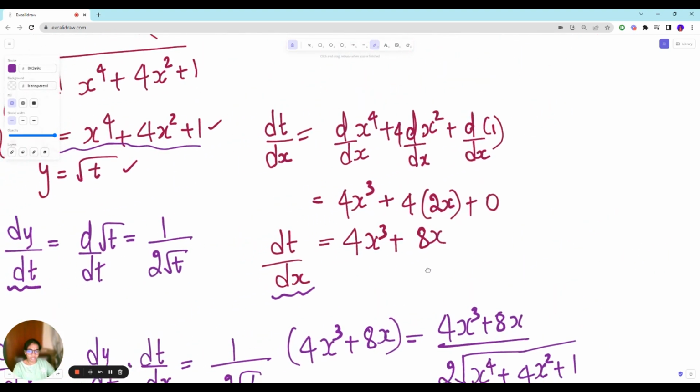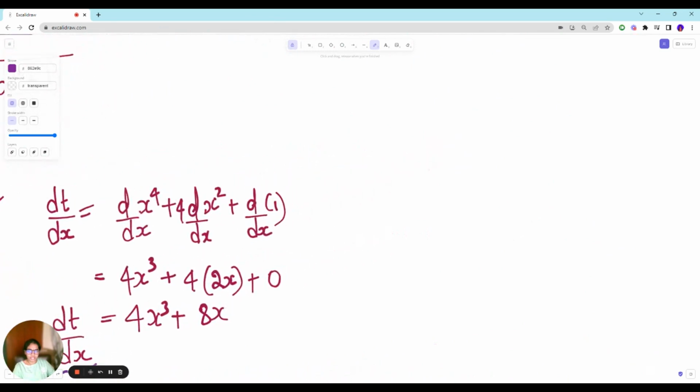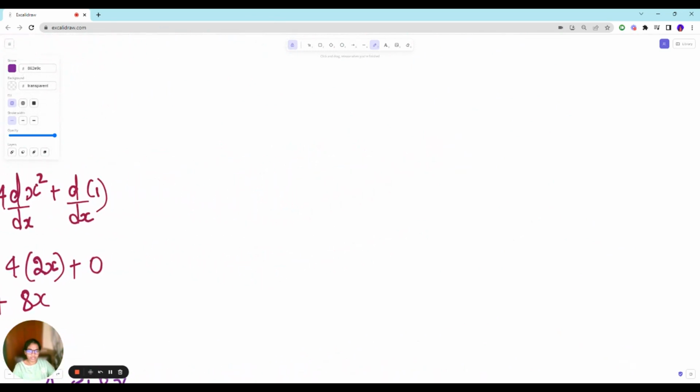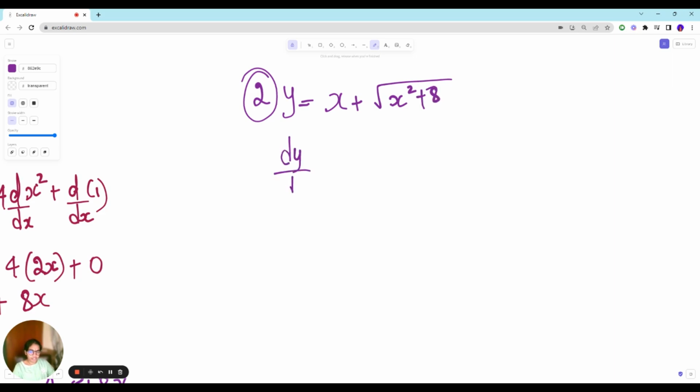Okay, moving on. Let me take one more problem. Say y is equal to x plus square root of x square plus 8. What should I do? I need to find dy by dx. Agree?